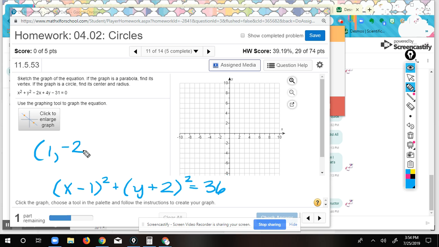So we have a circle that's centered at 1, negative 2. That's the center. And the radius is going to be the square root of that 36, which is 6.